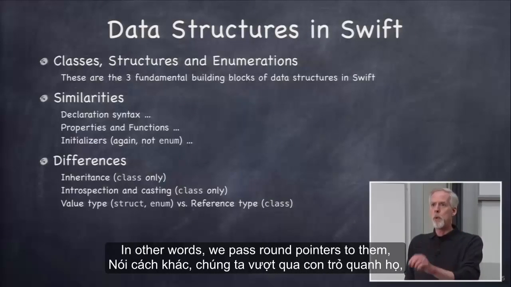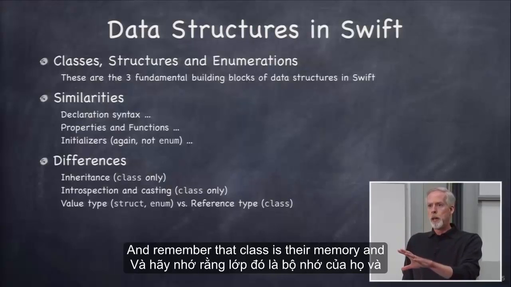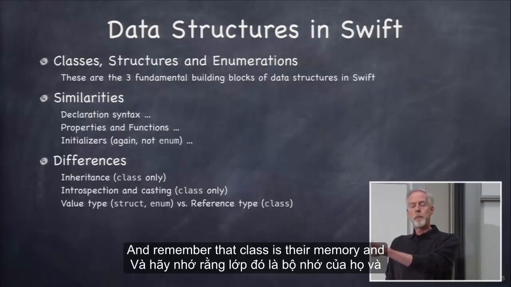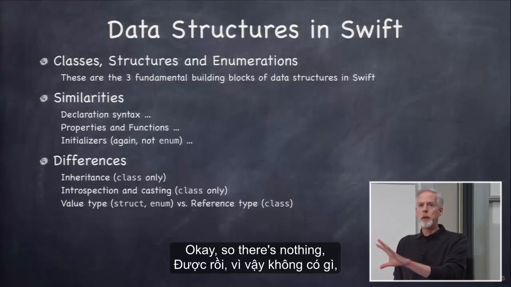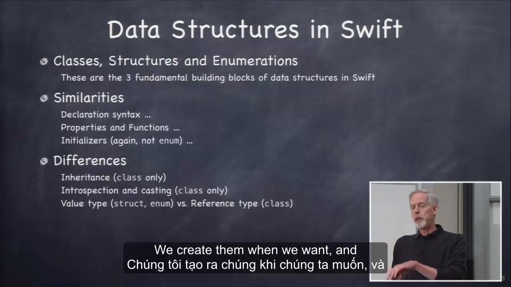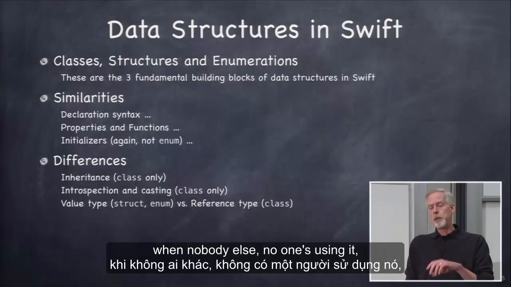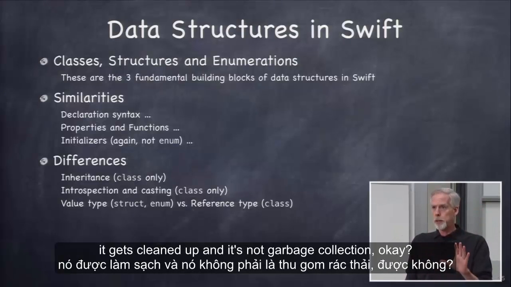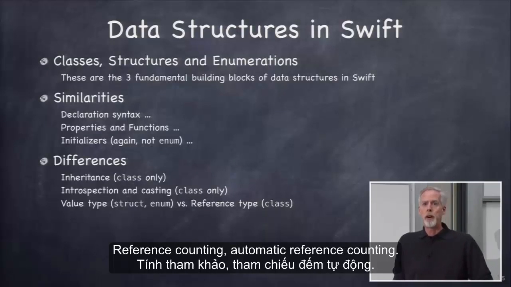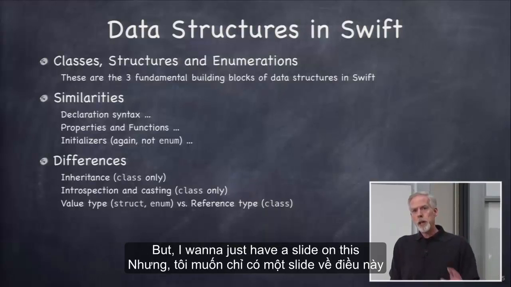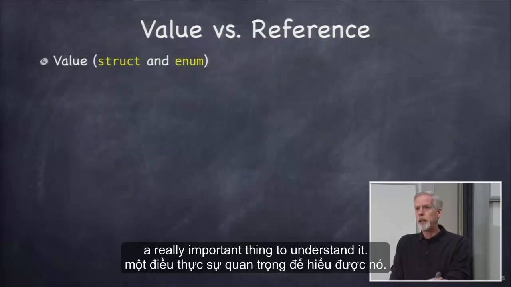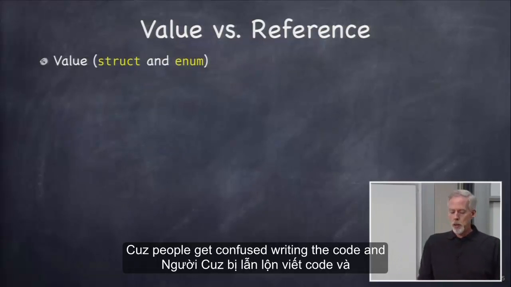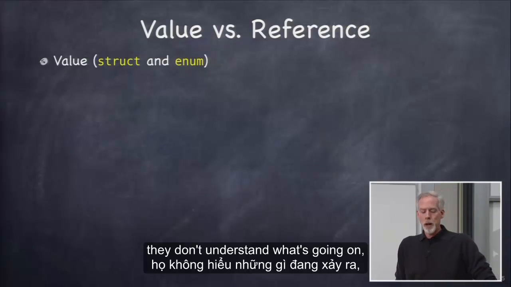In other words, we pass around pointers to them. They live in the heap. And remember that classes, their memory in the heap is managed for us. Okay, so we don't have to do anything. ARC can free them. We create them when we want, and when no one's using it, it gets cleaned up. And it's not garbage collection, okay? Reference counting, automatic reference counting. But I want to just have a slide on this value type versus reference type again, because it's a really important thing to understand, because people get confused writing the code and they don't really understand what's going on.